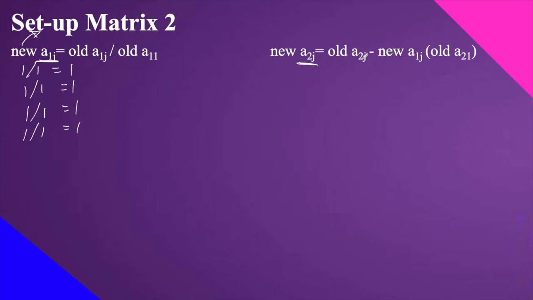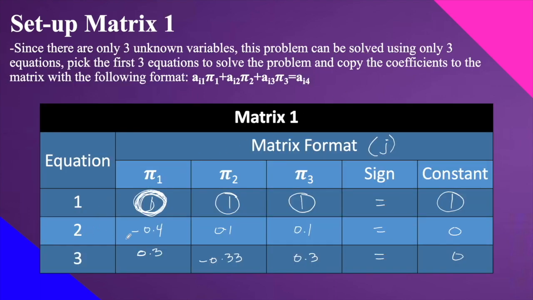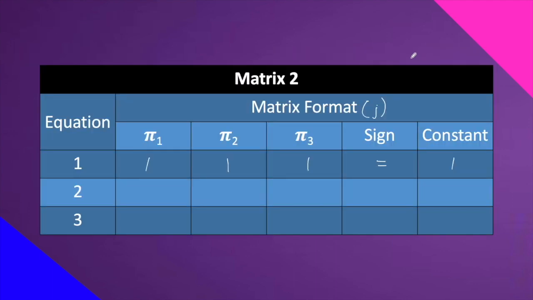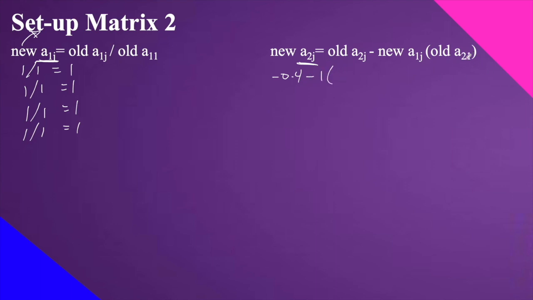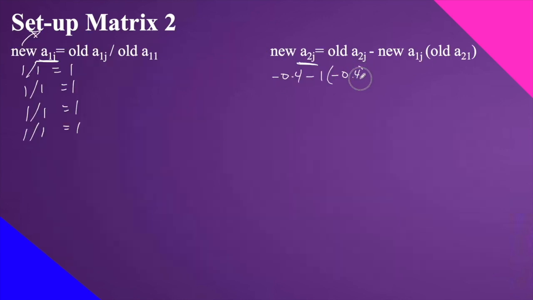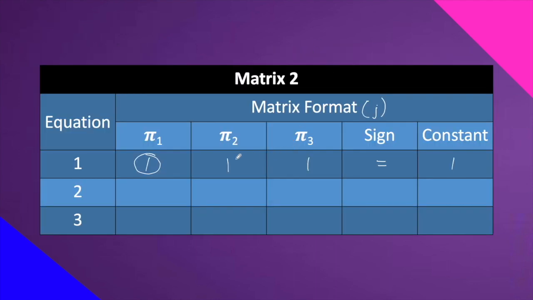So, old A sub 2j. Nasaan po yun? Old A sub 2, J, first J muna. Negative 0.4. So, let's write it here. Negative 0.4 minus new A sub 1j. Yung bago, matrix 2. New A sub 1j, ito po, 1. So, 1 multiplied to old A sub 2, 1, matrix 1. Negative 0.4. Negative 0.4 times 1 is of course negative 0.4 pa rin. And negative 0.4 minus negative 0.4 basically will be 0. Therefore, ang ating unang part for this matrix 2 sa row ng equation 2 will be 0.